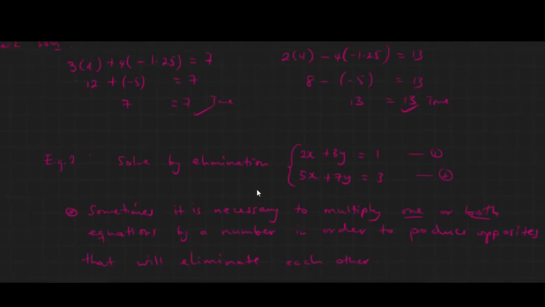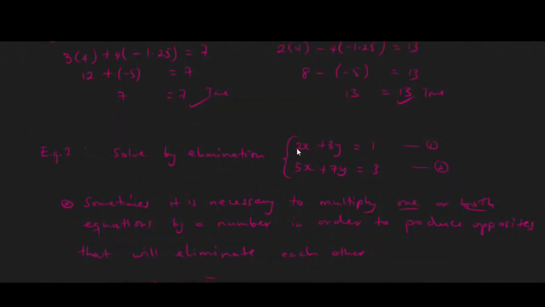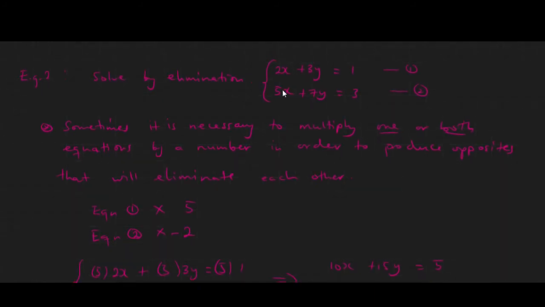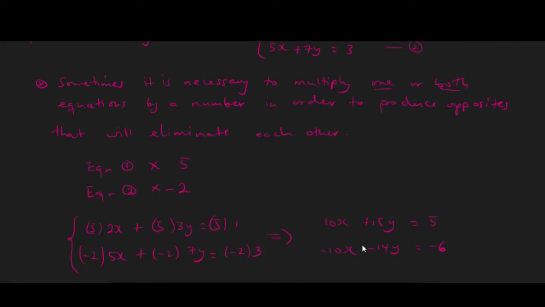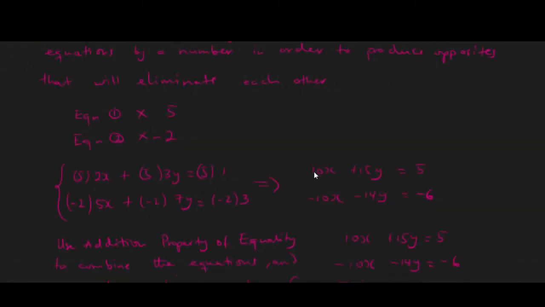In a different system of equations, we would have to multiply either one or both equations by a number in order to produce opposites, which will eliminate each other when added together. So in this second example, we will multiply equation 1 by 5, then multiply equation 2 by minus 2. The goal is to produce opposites, 10x and then minus 10x, which cancel or eliminate each other out when added together. So after doing so, we obtain 10x plus 15y is equal to 5, and then minus 10x minus 14y is equal to minus 6.